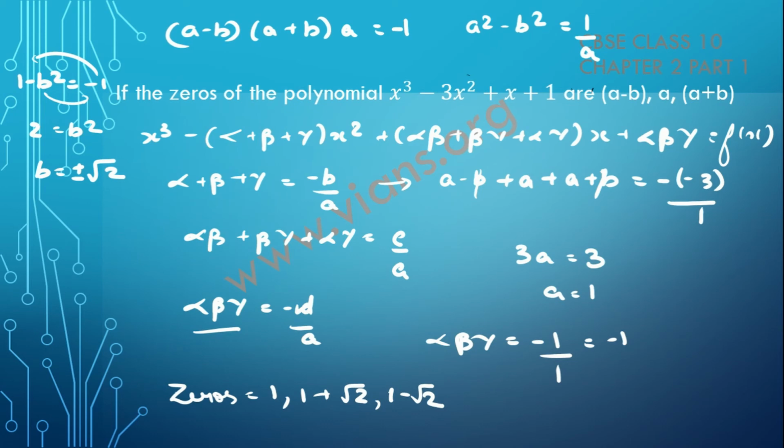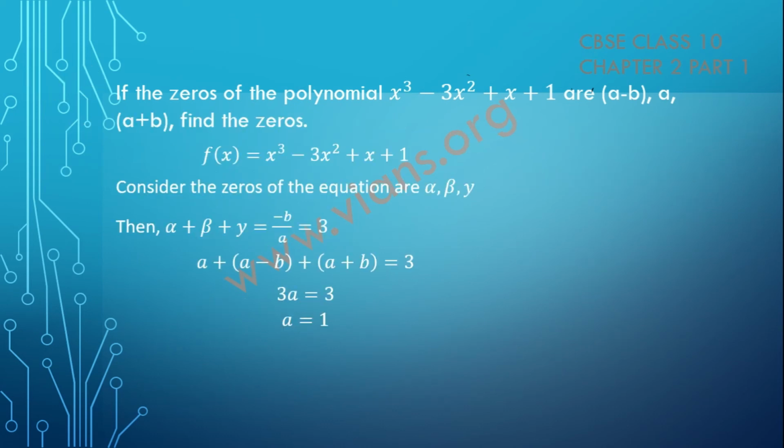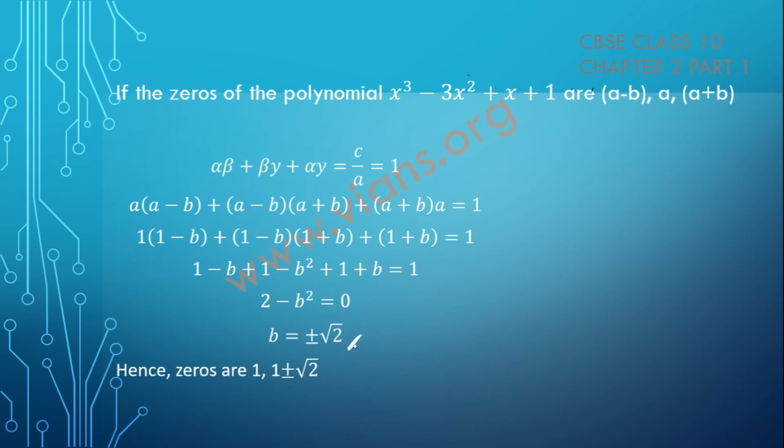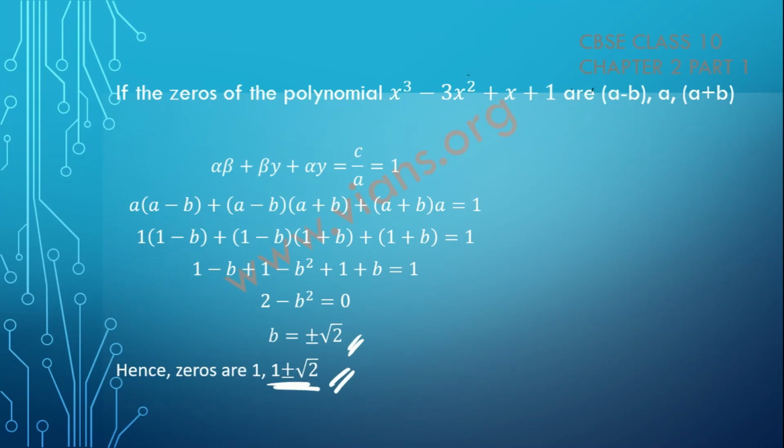If you go ahead and see, that's what we've done here exactly in the next slide as well. We've got a is equal to 1, and then we've got b is equal to plus or minus root 2, and we've written the zeros. I think we've covered everything this way. So that is what problem 11 was about. With this, we've come to the end of our CBSE problems on the first part of polynomials.